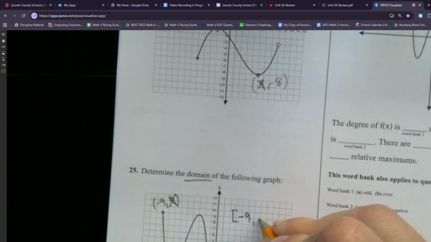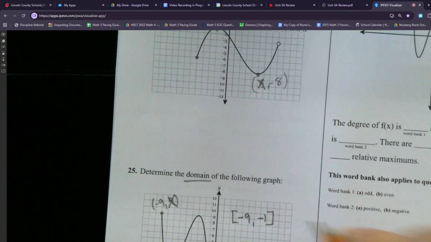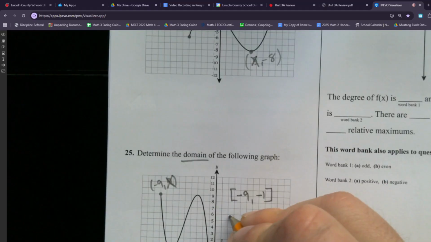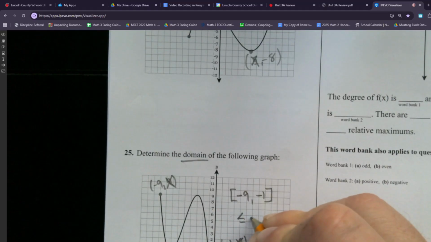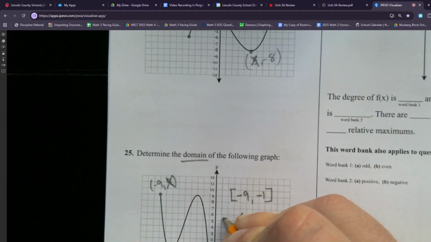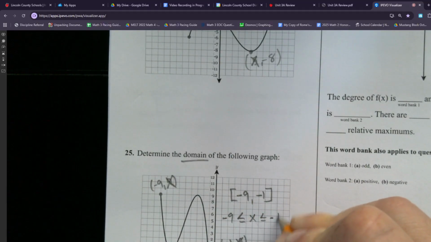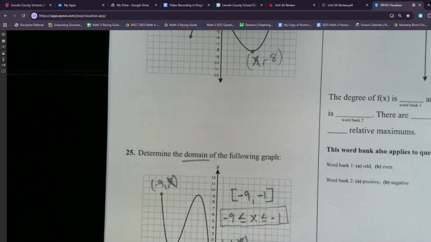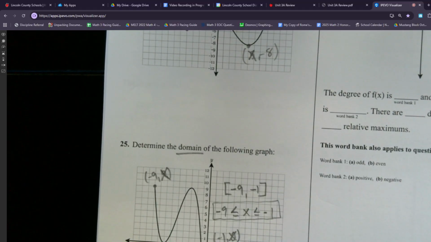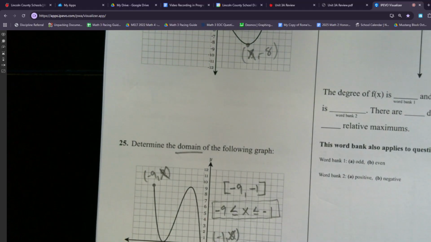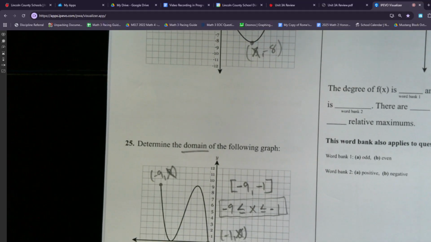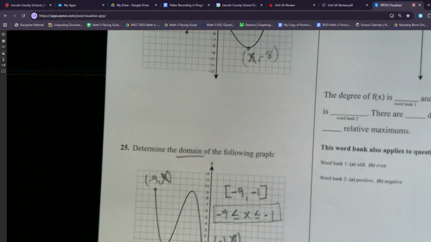-9, -1, square bracket, or if you want to write an inequality notation, it's going to be -9 less than or equal to x less than or equal to -1. All right. Okay, going to the next problem.